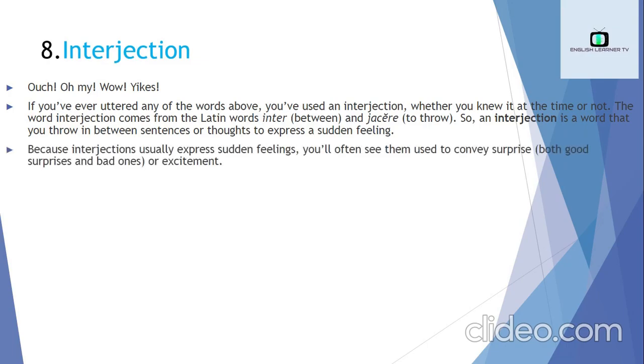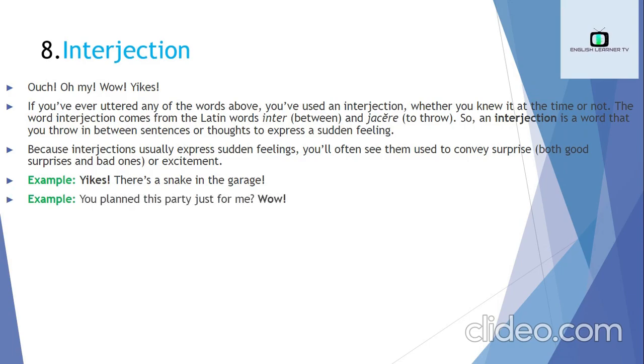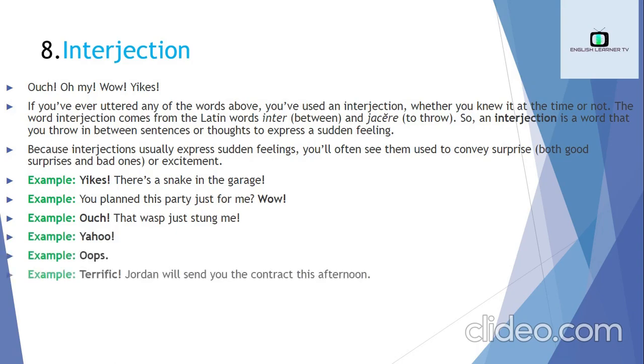Because interjections usually express sudden feelings, you'll often see them used to convey surprise, both good surprises and bad ones, or excitement. Example: Yikes! There's a snake in the garage. Example: You planned this party just for me? Wow! Example: Ouch! That bee stung me. Example: Yahoo! Example: Oops!